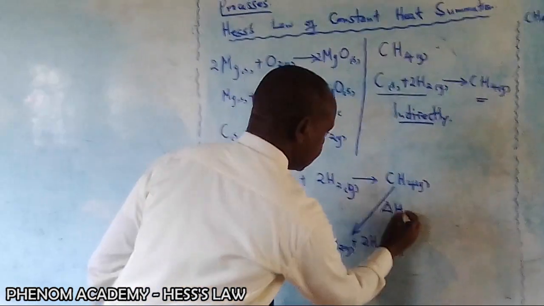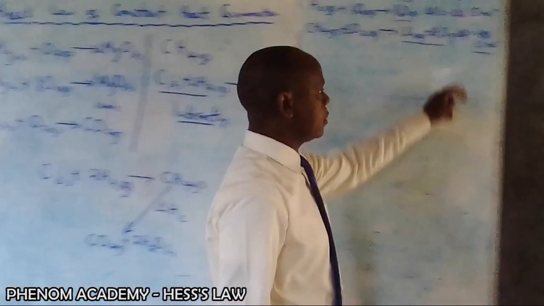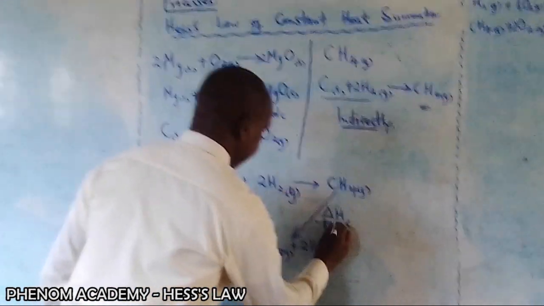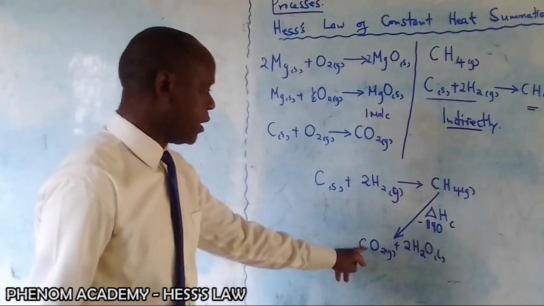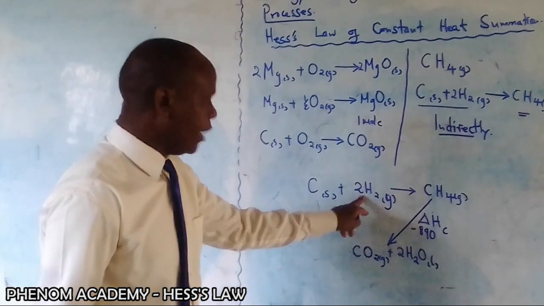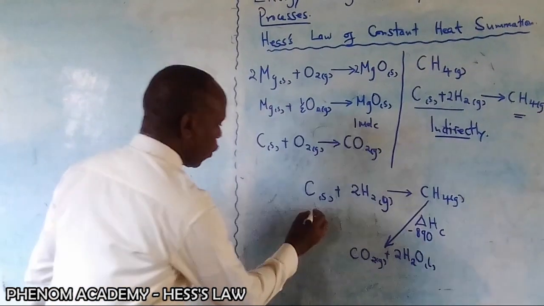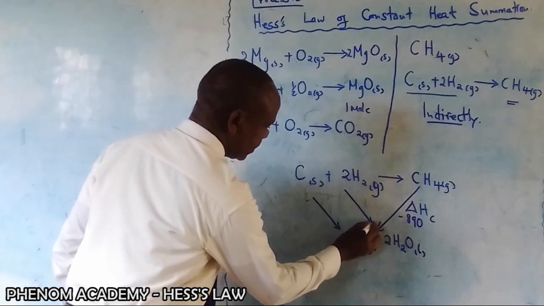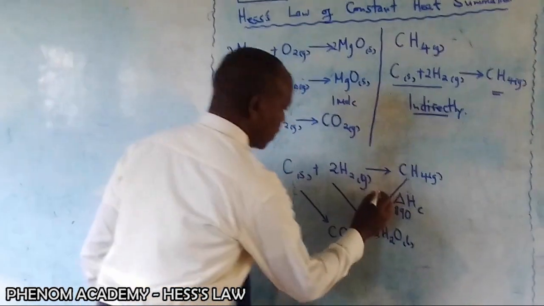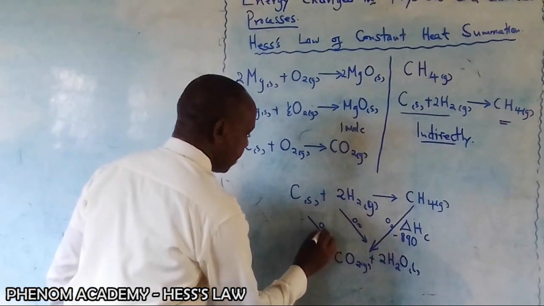Heat of combustion of methane, which we are given here, minus 890. You write minus 890. Now, when carbon burns in oxygen, you form carbon dioxide. When hydrogen burns in oxygen, you get water. So you connect this, and you also connect that. This is burning in oxygen, and this is burning in oxygen.